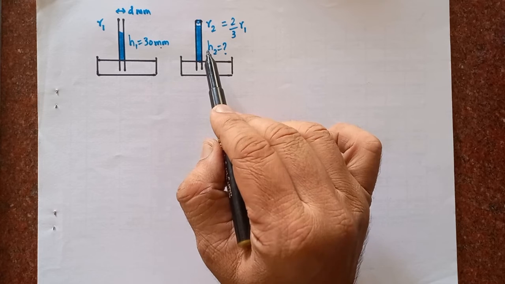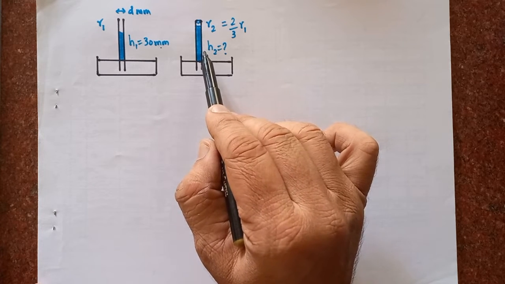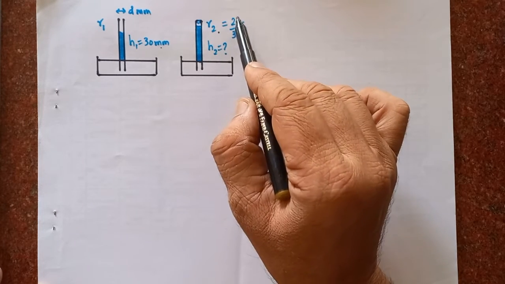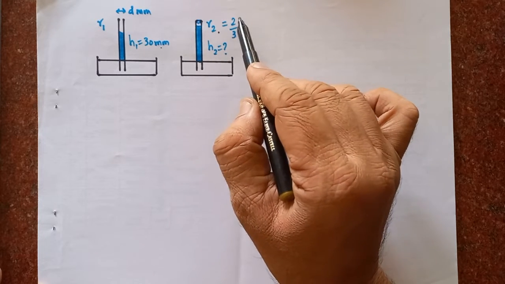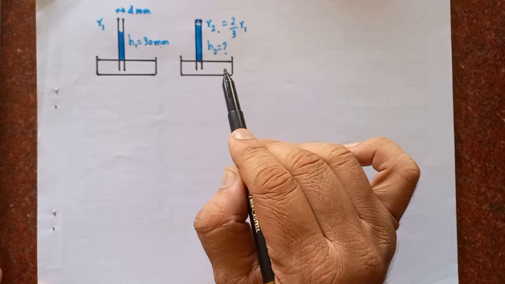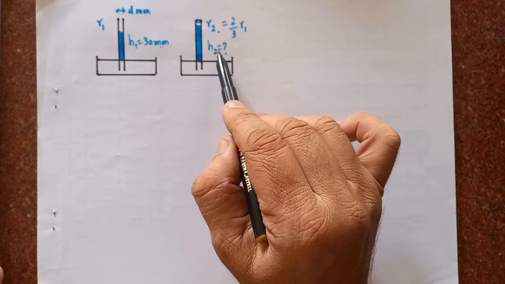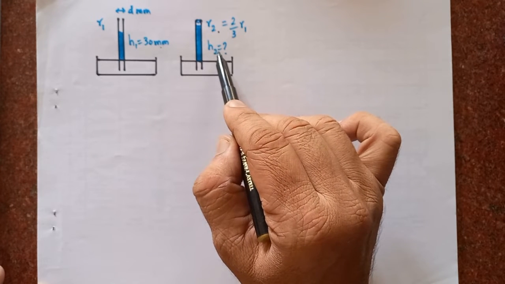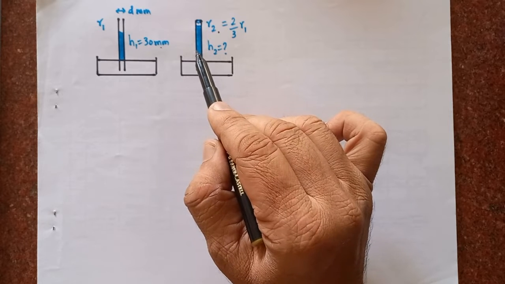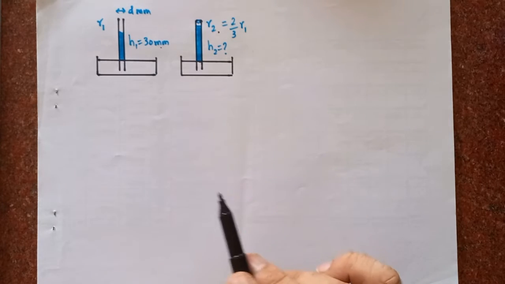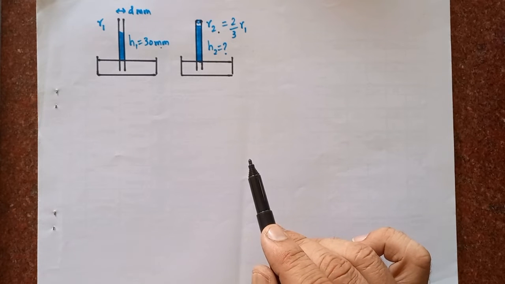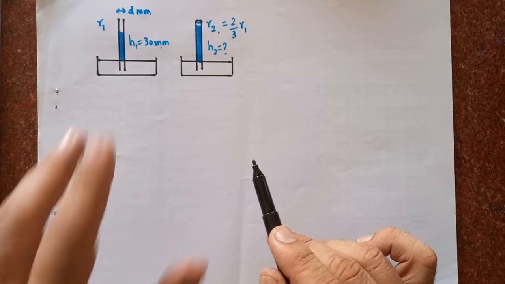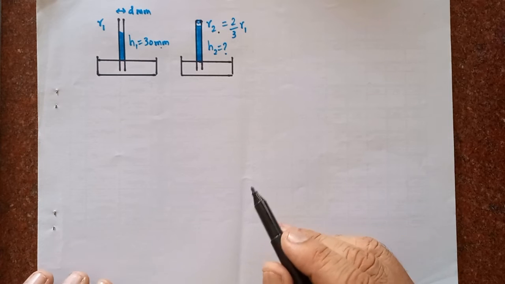And we are going to take another capillary tube whose radius is 2/3 of the first capillary tube, that is R2 is equal to 2/3 of R1. Here you are asked to calculate the H2. H2 means height of the liquid column in the second tube to be calculated. Here in both cases the common thing is liquid. In both, the same kind of liquid is used.